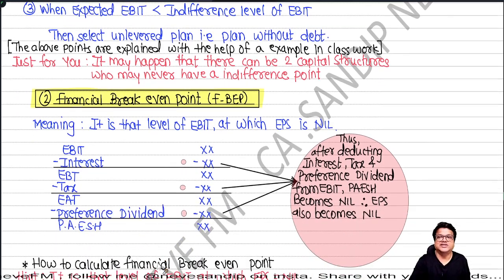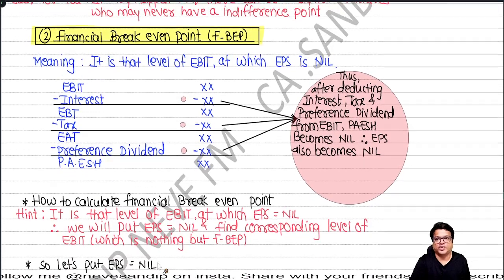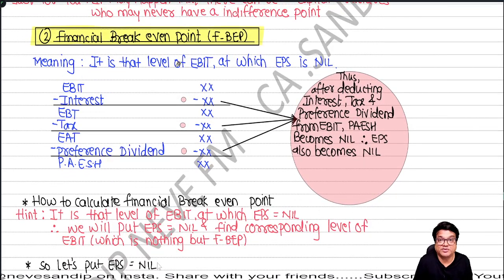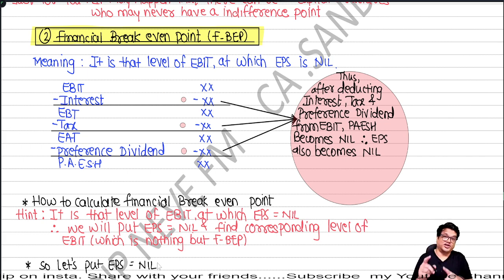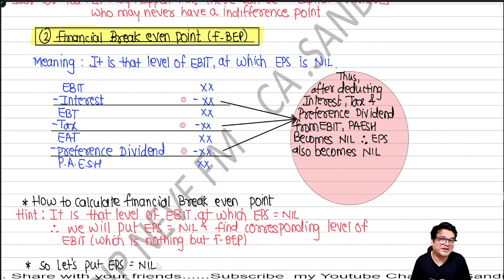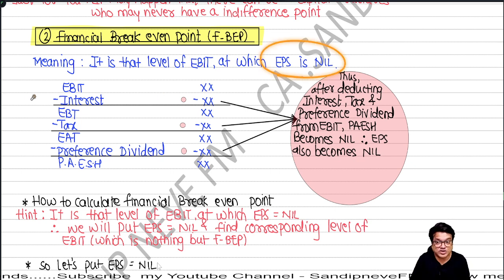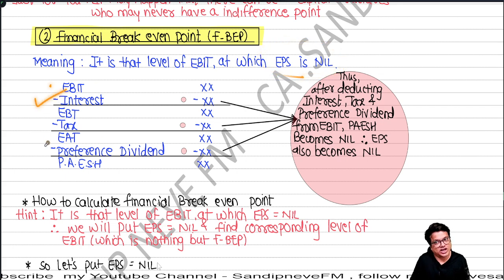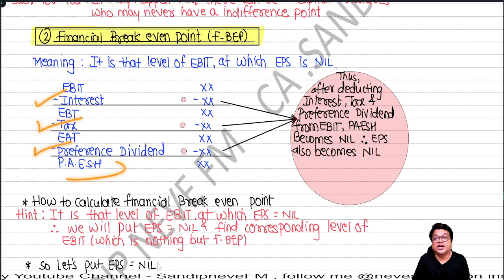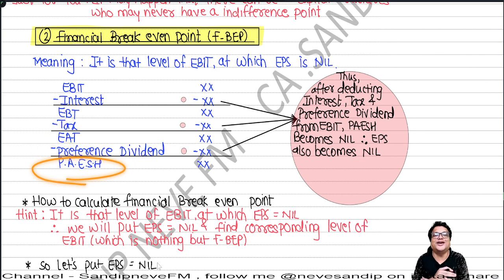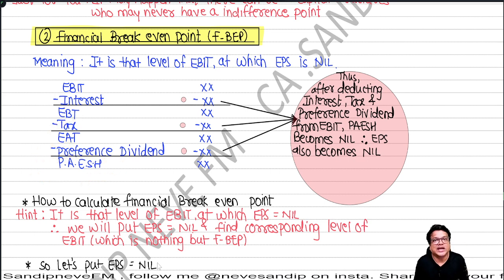One last concept: financial break-even point. What is the financial break-even point? Break-even point is no profit, no loss. So from the viewpoint of the equity shareholder, the financial break-even point is that level of EBIT at which EPS becomes nil. You start from EBIT, you pay interest, you pay tax, you pay preference dividend, and PAESH is zero. Money over. PAESH is zero, which means EPS is zero.